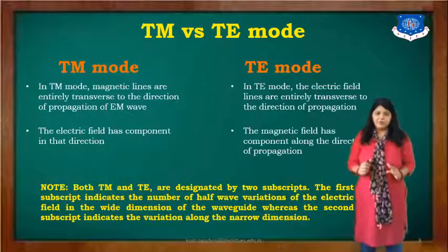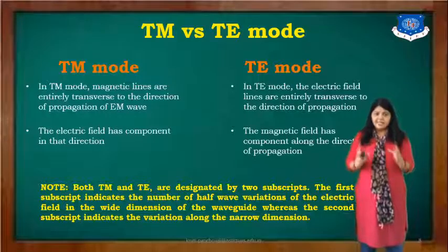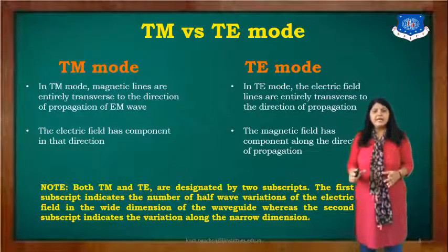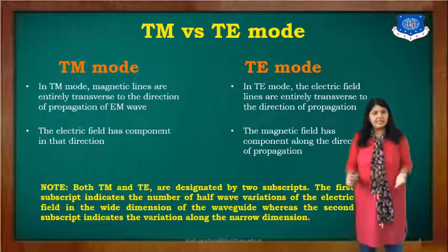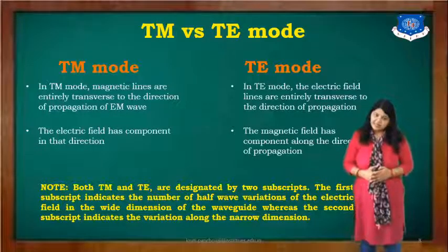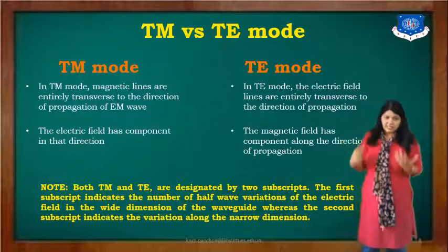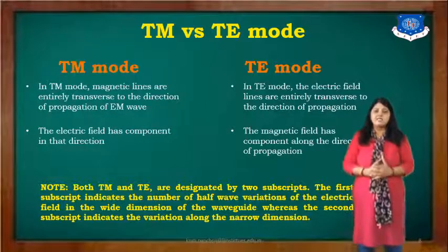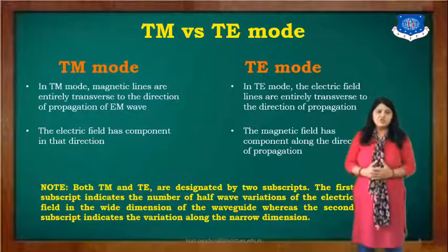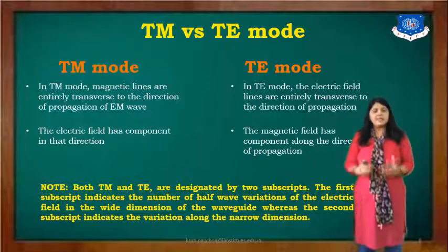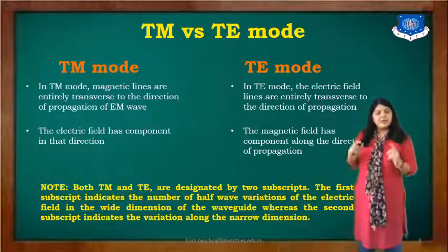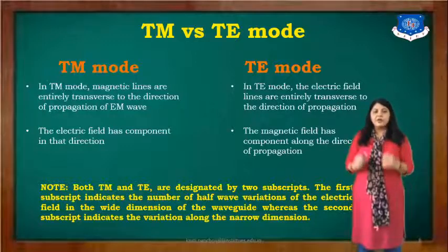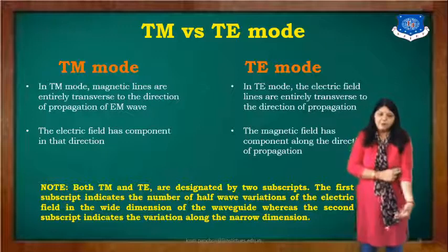Opposite in the TE wave, the electric and magnetic waves in the TEM mode are entirely transverse to the direction of propagation. In the TM mode, the magnetic field lines are transverse to the direction of propagation. In the TE mode, the electric field lines are transverse to the direction of propagation. In the TM mode, the electric field has a component in that direction, and in the TE mode, the magnetic field has a component along the direction of propagation.